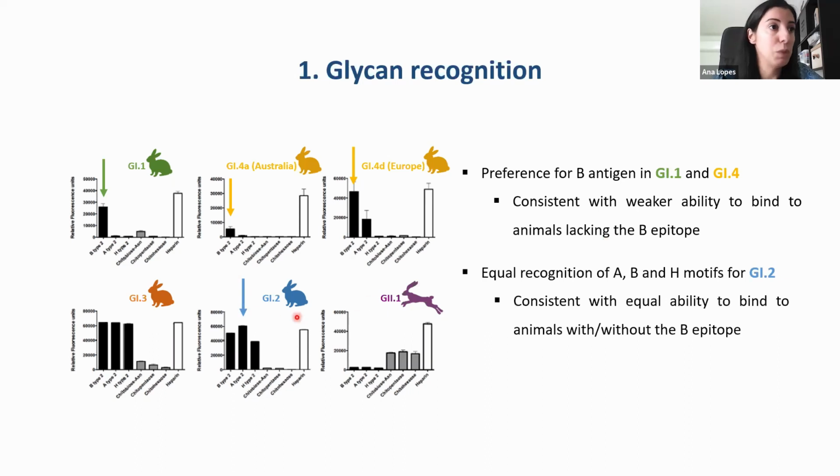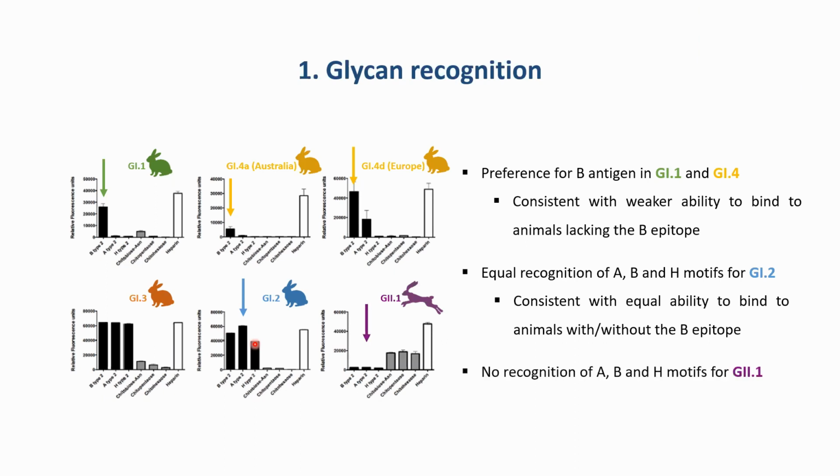Then for G1.2, it is also consistent. There's an equal recognition of A, B, and H motifs, and this is consistent with an ability to bind to animals regardless of the existence of B epitope or not. Then there was no recognition of A, B, or H motifs for G2.1, you see here. It cannot at all recognize A, B, or H type 2.